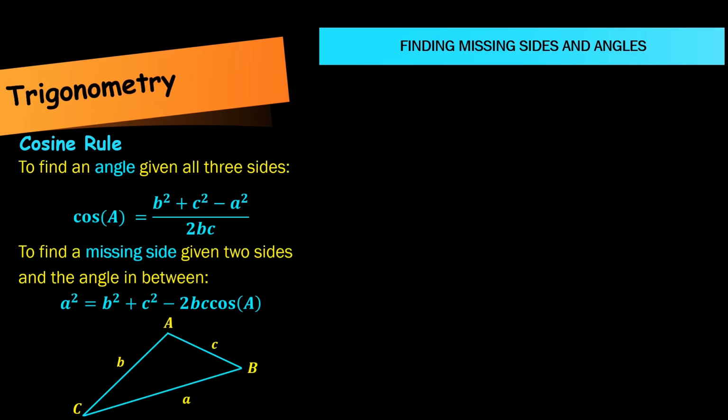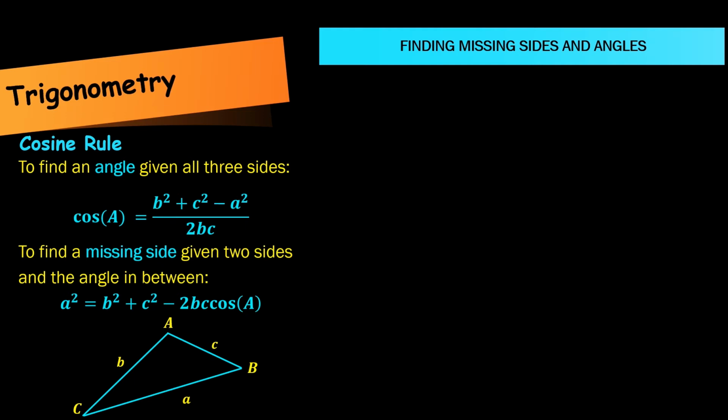Now let's recall the cosine rule. To find an angle given all three sides, we use the formula cos A equals b squared plus c squared minus a squared all over 2bc.